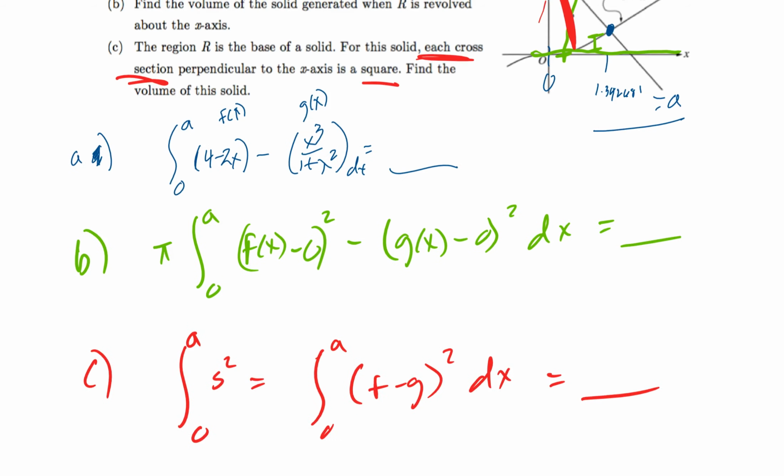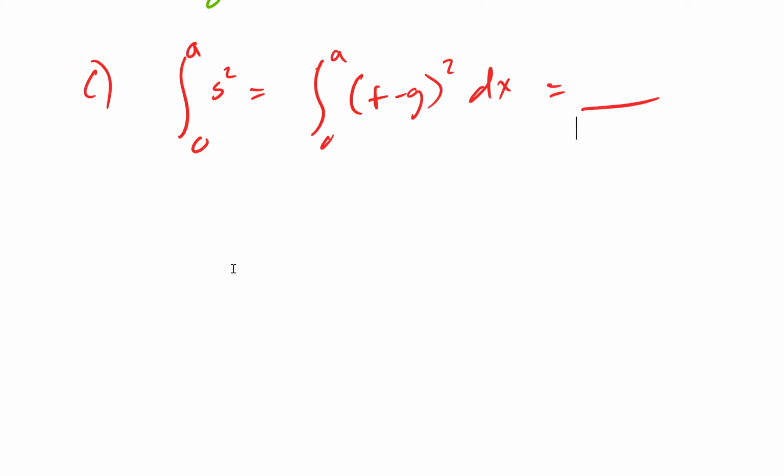Area is top minus bottom. Volume is big minus small, where it has top and bottom inside of it. And then cross sections is integral of the area formula. That's it. Let's do another one.